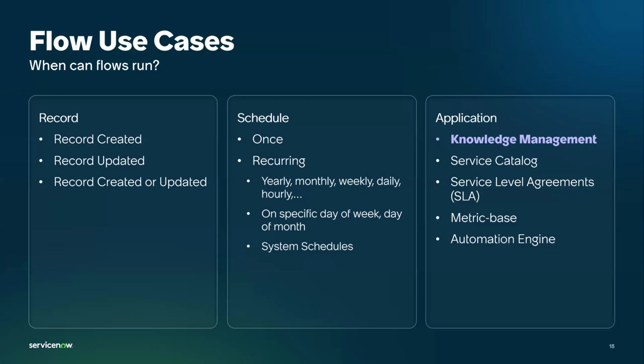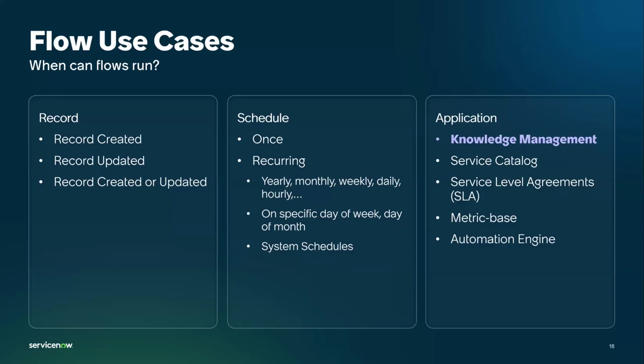Generally, what are flow use cases? Where or when could flows run? Some of these I've mentioned before. We have record use cases. So anytime a record gets created or updated, it could be a way to launch a flow or automation. The scheduled options I mentioned previously. We also have the automation engine part, which is required for the external triggers. And then we can also run flows for service catalog, service level agreements, etc. And then new in Zurich, knowledge management. Knowledge has its own trigger for flows and its own way to start that.